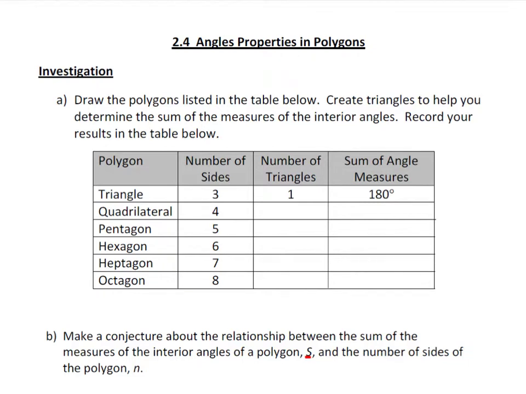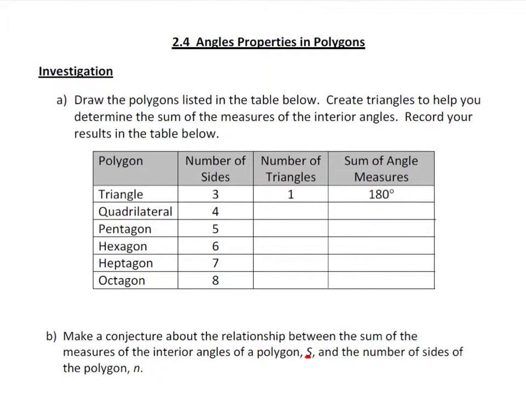Alright, so in this lesson we're going to explore polygons and their angle properties. A polygon is basically a shape. We have different types of polygons. We have a triangle, which has three sides, and the sum of the interior angles of a triangle measures 180 degrees. Okay. We have a quadrilateral, which has four sides.